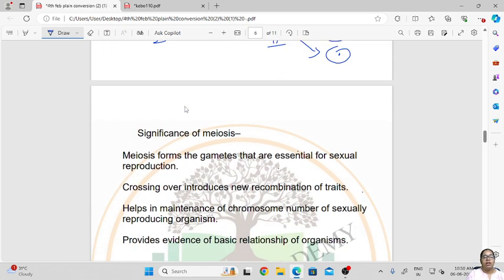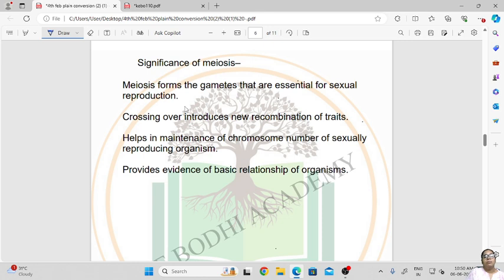So now let us see what the significance of meiosis is. Meiosis forms the gametes that are essential for sexual reproduction. Crossing over introduces new recombination of traits. It helps in the maintenance of chromosome number of sexually reproducing organisms, because meiosis is a reduction division, wherein the chromosome numbers are reduced, and it provides evidence of basic relationships of the organisms. So these are the significance of meiosis.